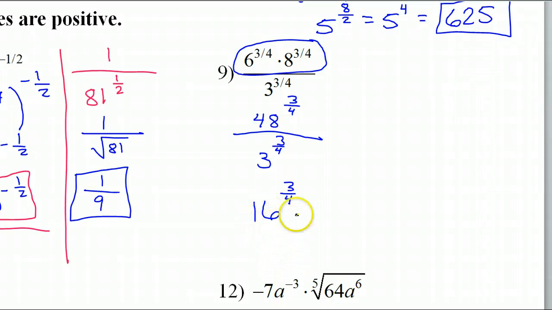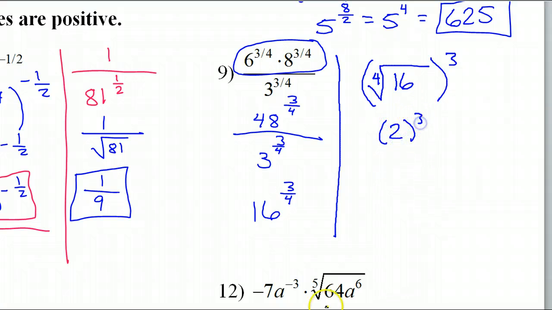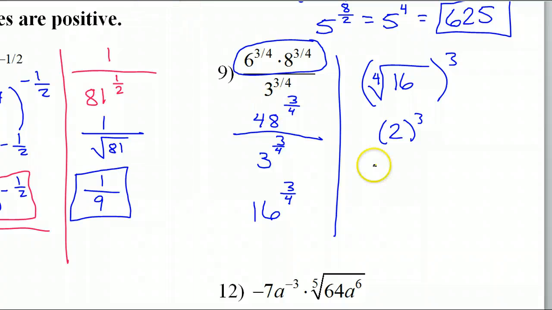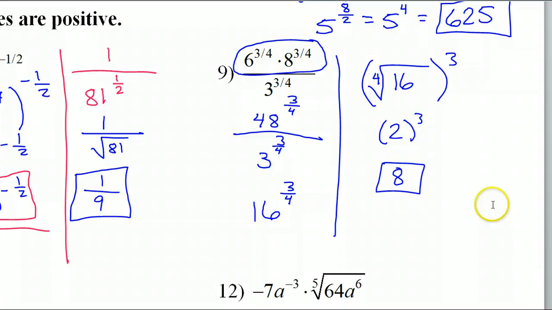Now we can just evaluate this by converting to radical form. Remember, 3 is the power, 4 is the root. So the 4th root of 16 is how we begin the form, and then that 3 is the power, so that'll go on the outside. The 4th root of 16 is 2. If you did not know that, you would just do this. And then 2 to the 3rd power is 8. So that is your final answer. That's it for number 9.